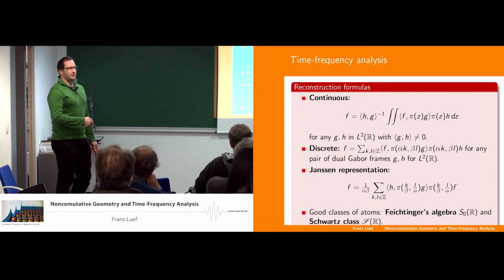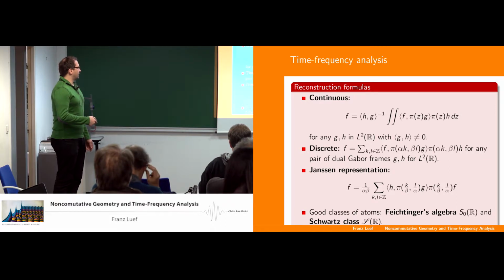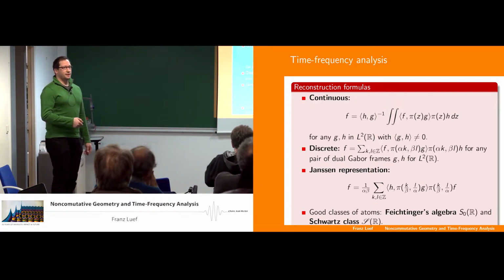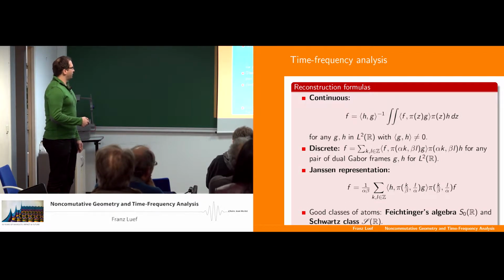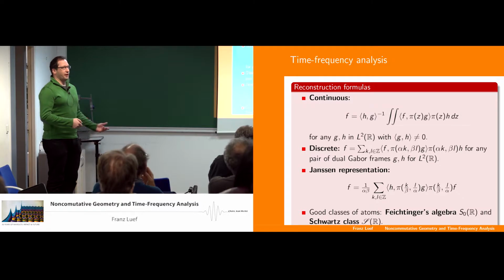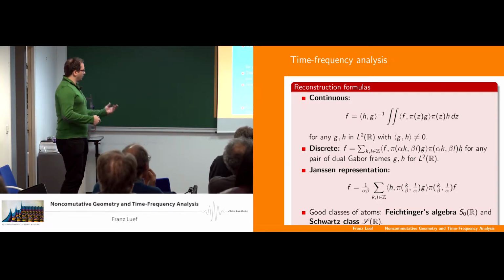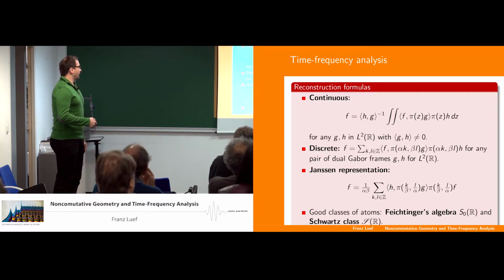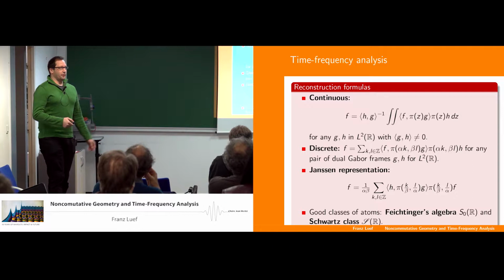from the phase space, just take a discrete set, and for example, let's take the lattice alpha Z times beta Z. Then the question is for which g and h can you do this, and this leads you to the problem of deciding when pi of the lattice applied to g is a frame. And then the very nice thing is that these Gabor frames have this extra way of representing things.